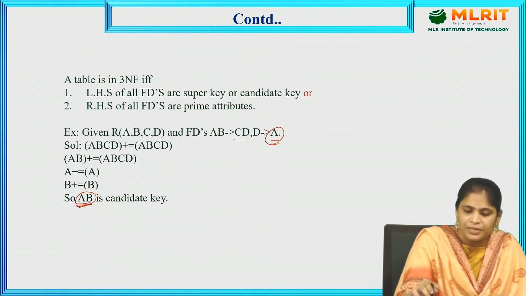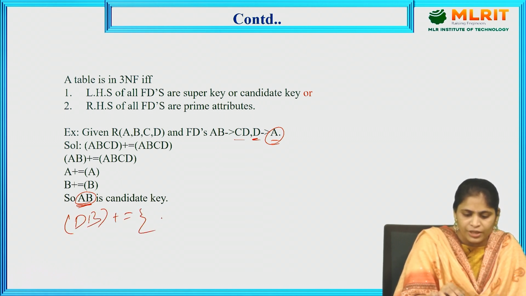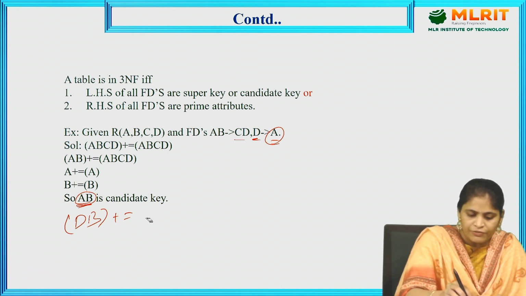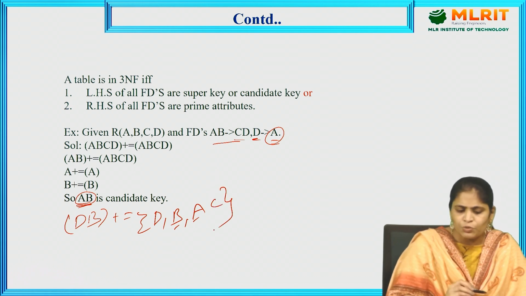You have to replace this A with the D. So let us check DB. Now DB closure. DB closure means what here? Here D derives, first we have to include D and B. We have to include these two. And here D derives A. And from this AB derives CD. So we have to include C. This is a super key.